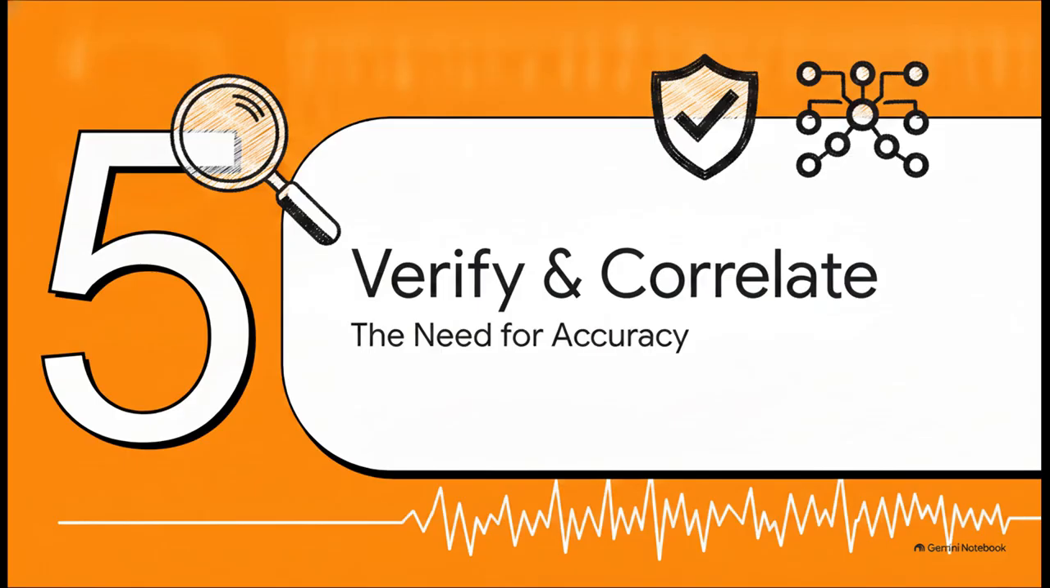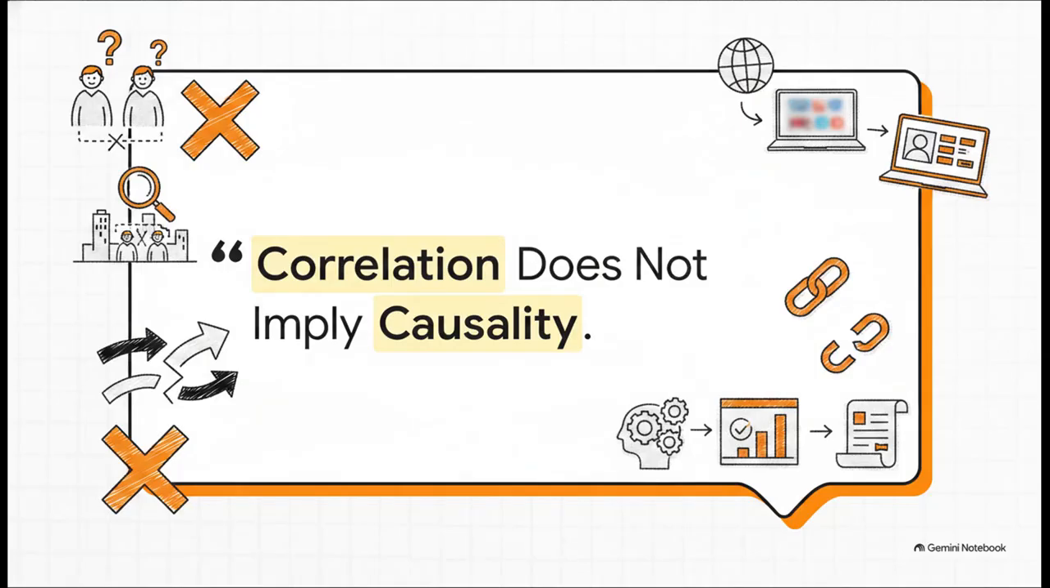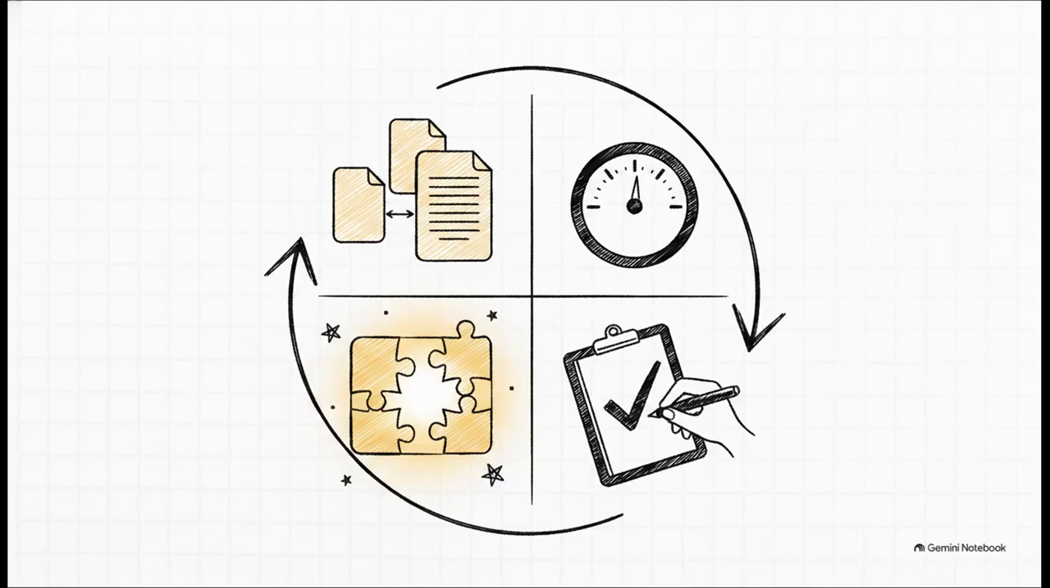Section 5, Verify and Correlate. Because in this field, accuracy is everything. Correlation does not imply causality. Write that down. Just because two people share a name and a hometown does not make them the same person. Falsely linking someone to a crime or a company because of a shared name is a disastrous yet shockingly common mistake.